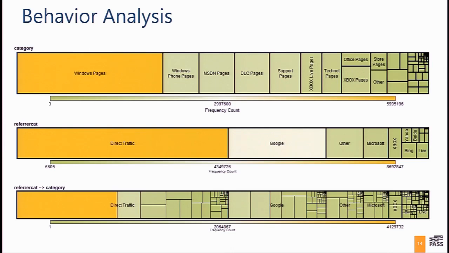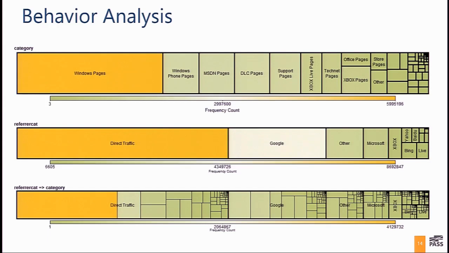The middle one has a similar picture, but this time it's looking at referrals. Where are my customers coming from? Do they come direct to Microsoft.com, or do they get there through referrals? And what this shows is that most of our customers come direct to Microsoft.com, right? Any of the pages under Microsoft.com. Next up are referrals from Google, and then we have referrals from other sources like Yahoo, etc.